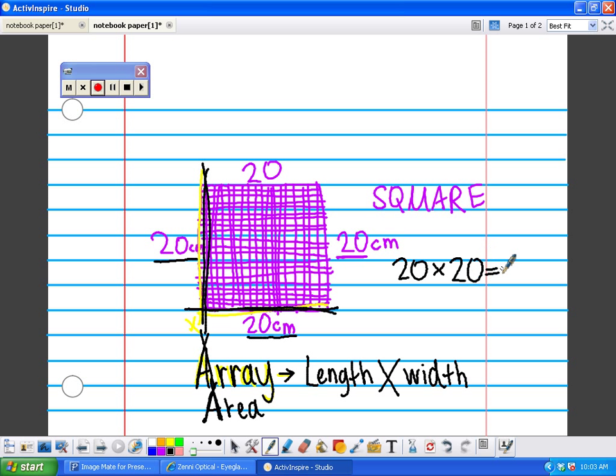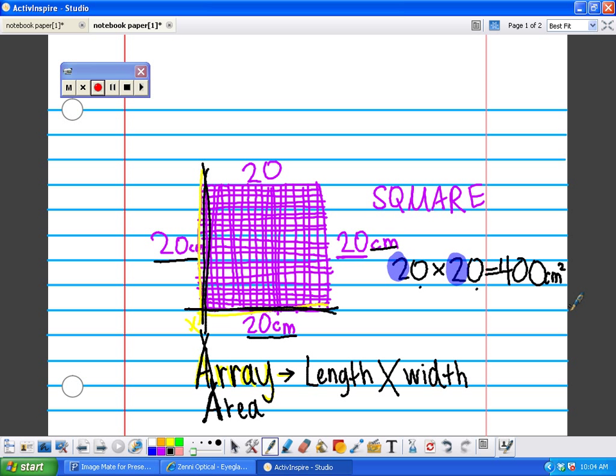How do I do 20 times 20? Count your zeros. Let's first of all look at our important digits. What is 2 times 2? 4. Count your zeros. 400 what? Centimeters. Now, are these little squares? So I need to put squared.